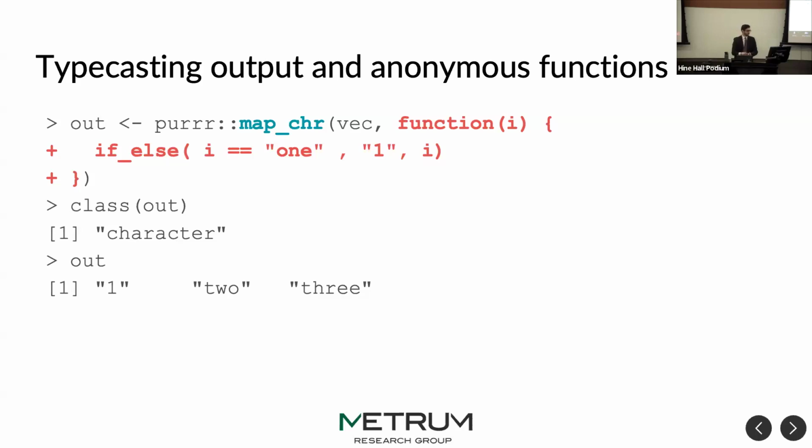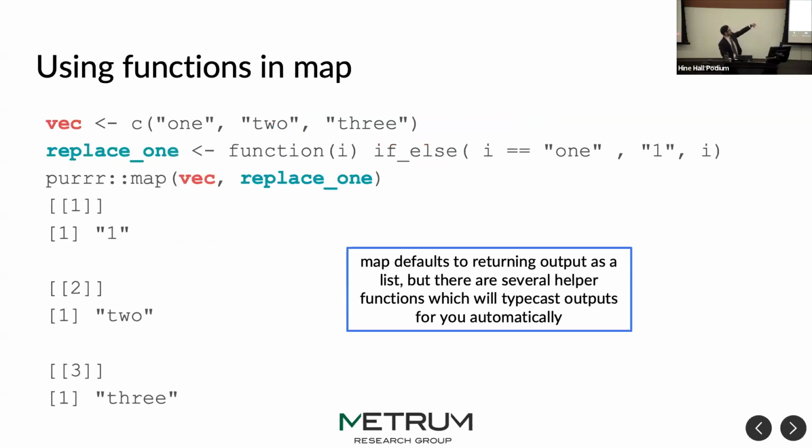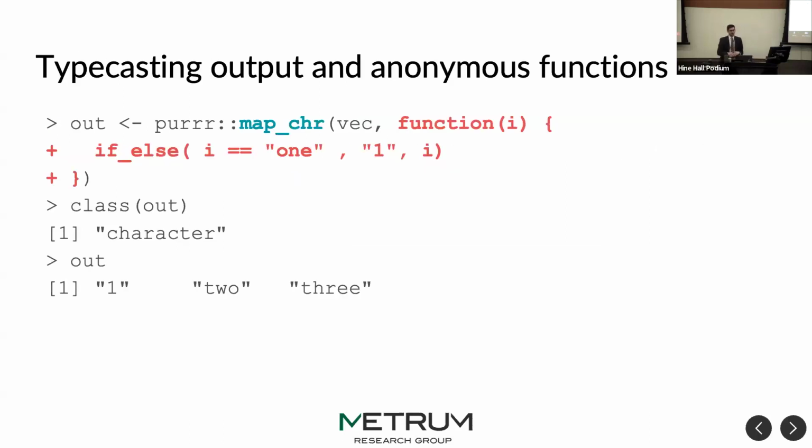Okay. So now, rather than creating a named function like I did in the previous slide, where I called it replace one and then placed that as the second argument in map, now I'm doing what's called an anonymous function. An anonymous function is unnamed. You're just creating it on the fly. And I just say function of i, do the same steps. The output class is now character. If we print out to the screen, it will print our three characters.